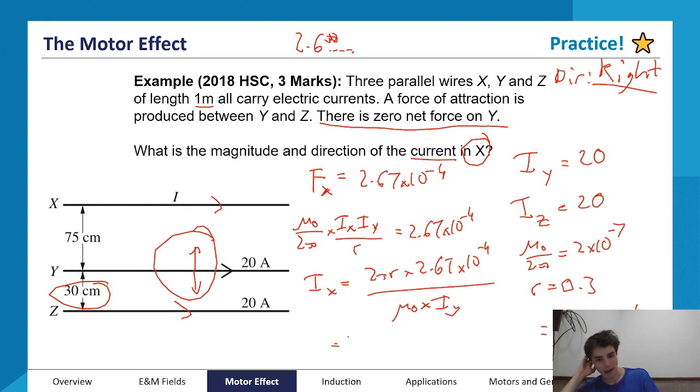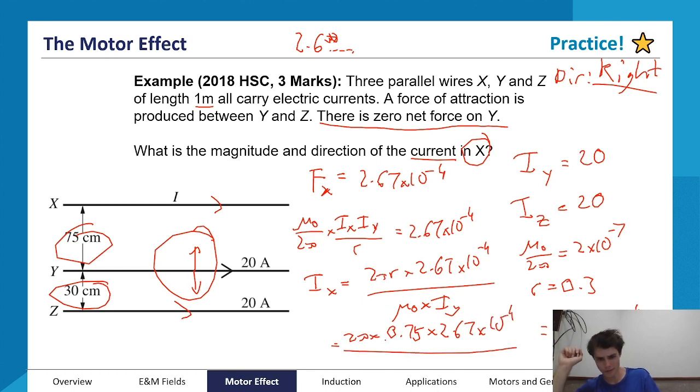So we have 2 pi times our radius, which in this case is 75 centimeters, which we can convert into meters as 0.75, times our 2.67 times 10 to the negative 4, all divided by mu naught. Remember, mu naught is equal to 4 pi times 10 to the negative 7. Yes, I know I could simplify it as 2 times 10 to the negative 7, but this time I'm not. And then our I_y is 20 amps.